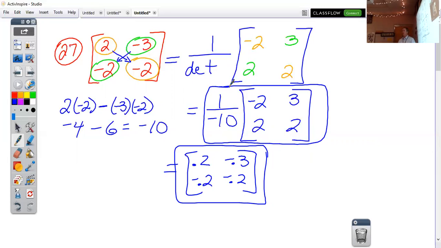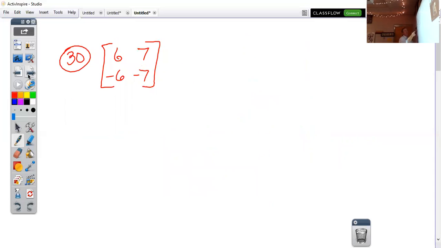Any questions? Everybody good? All right. One more. Try this one. Make sure we get this part right first. So I know it's going to be 1 over the determinant. I'm just going to leave that blank down there.